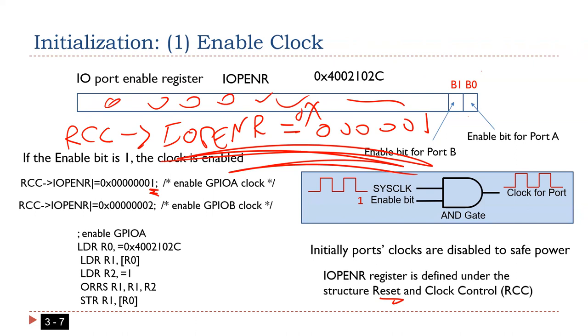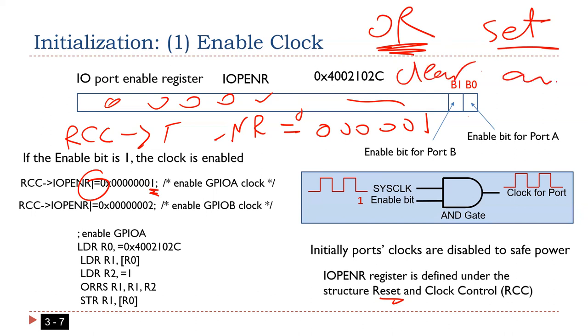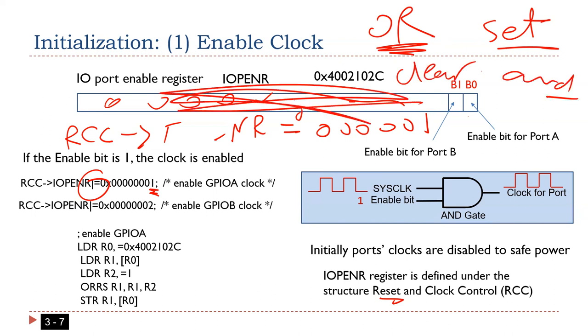You have to manipulate only the bits you are interested in. That is why, as you will see, all the time I'm going to use OR if I want to set some bits. If I want to clear some bits, I'm going to use AND. That way I don't change the other bits. I only want to focus on some bits and I don't want to change the others. You understand what I'm saying?